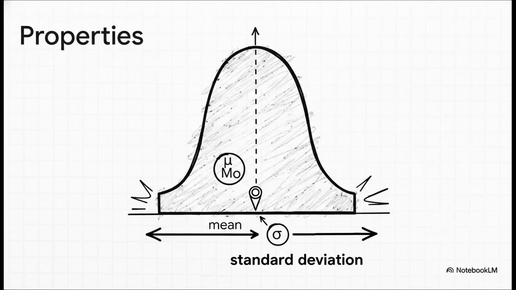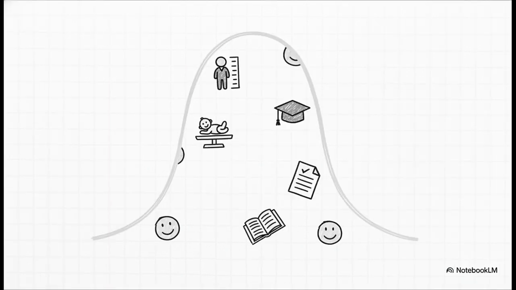It's perfectly symmetrical. Its mean, median, and mode are all the exact same number, right there at the peak in the center. And you can describe the entire curve with just 2 parameters, the mean, mu, which tells you where the center of the curve is located, and the standard deviation, sigma, which tells you how spread out or skinny the curve is. And thanks to that central limit theorem, we see this pattern emerge all over the place.